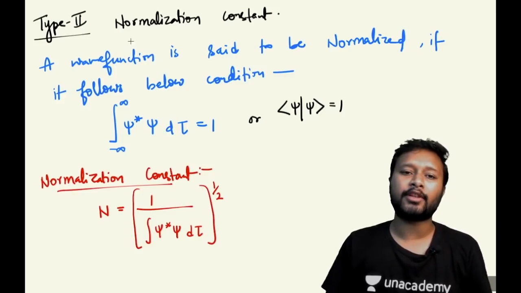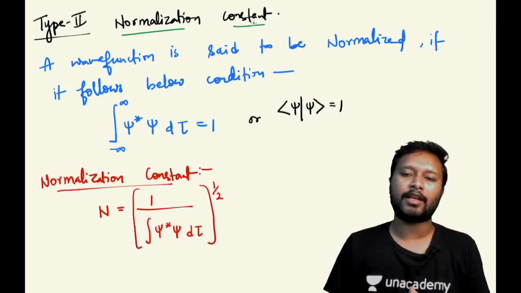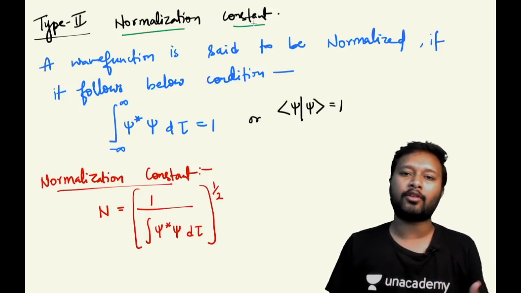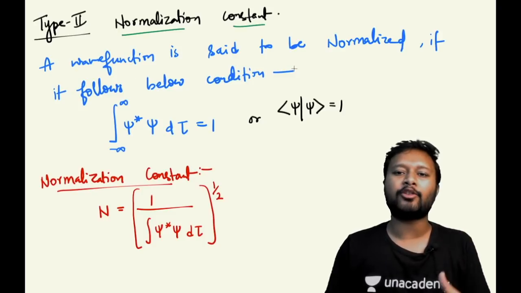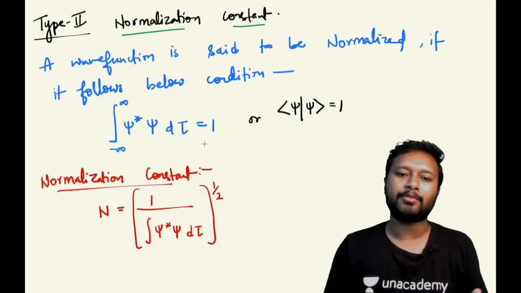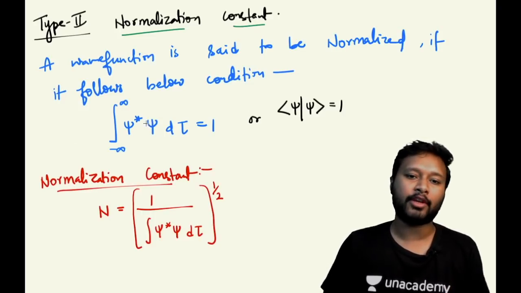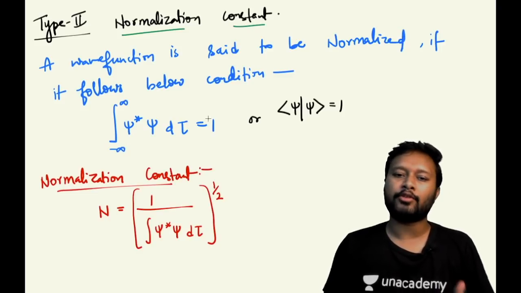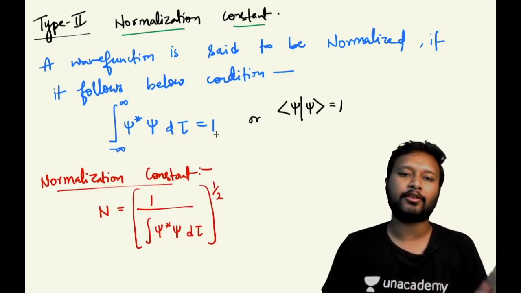The next type of question is to find the normalization constant. These types of questions are asked when a particular wave function is given to you, and it is asked what the normalization constant for that is. A wave function is said to be normalized if it follows this particular condition. That means if you multiply the wave function with its complex conjugate and integrate that over the given interval, it gives you 1. And if it gives you 1, only then is the wave function said to be normalized.